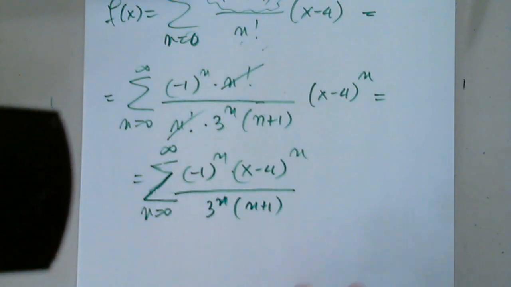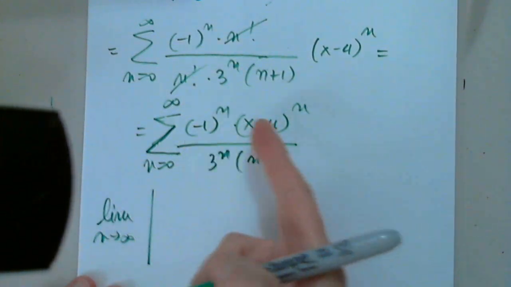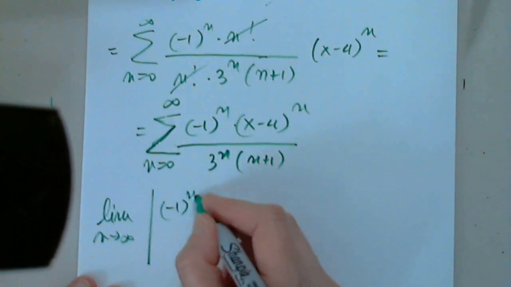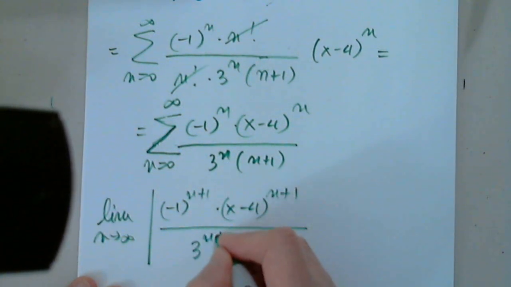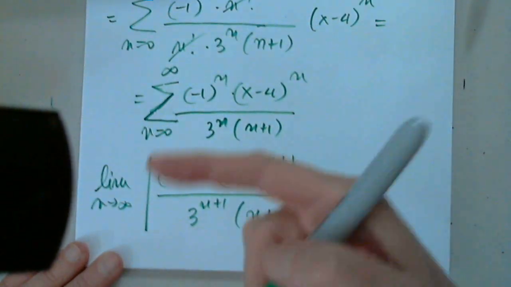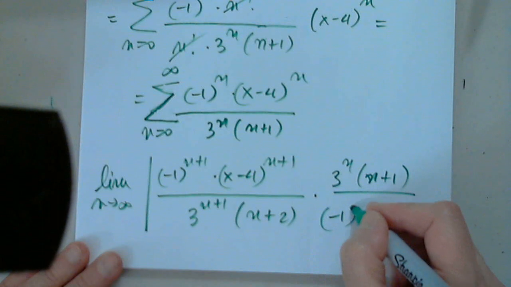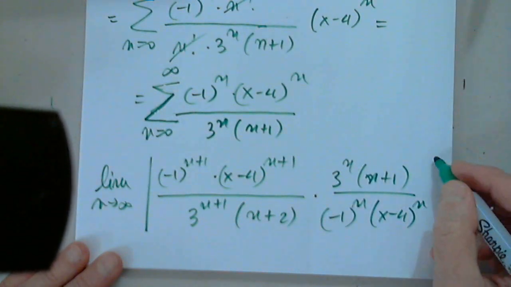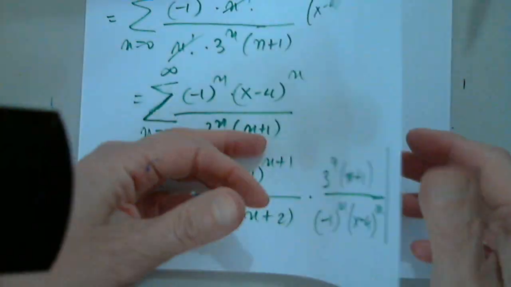Okay, so we are also asked to find the radius of convergence. So let's find the radius of convergence with the same ratio test. So the limit as n approaches infinity of all this to n plus 1, (x minus 4)^(n+1), over 3^(n+1) times (n plus 2). When n is n plus 1, we have n plus 2 times 3^(n+1) over (-1)^n, (x minus 4)^n. Okay, so let's see what goes away, and let's find this limit.